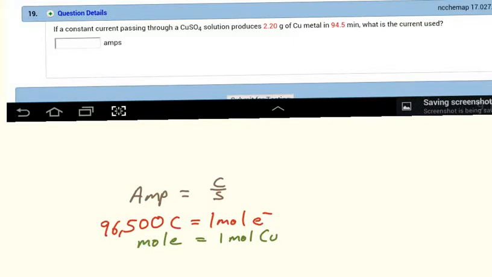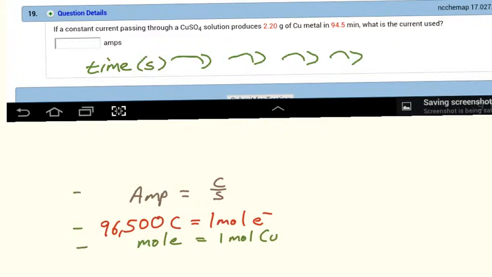Number 19 is a deposition question, a lot like one we did earlier in the WebAssign, except it's kind of going backwards. Normally we would find out how much time we left the current on in seconds, and we do this series of conversions using a train track, using a lot of the conversion factors that I've drawn down here at the bottom, like Faraday's constant, how many moles of electrons relate, and remembering that an amp is a coulomb per second.